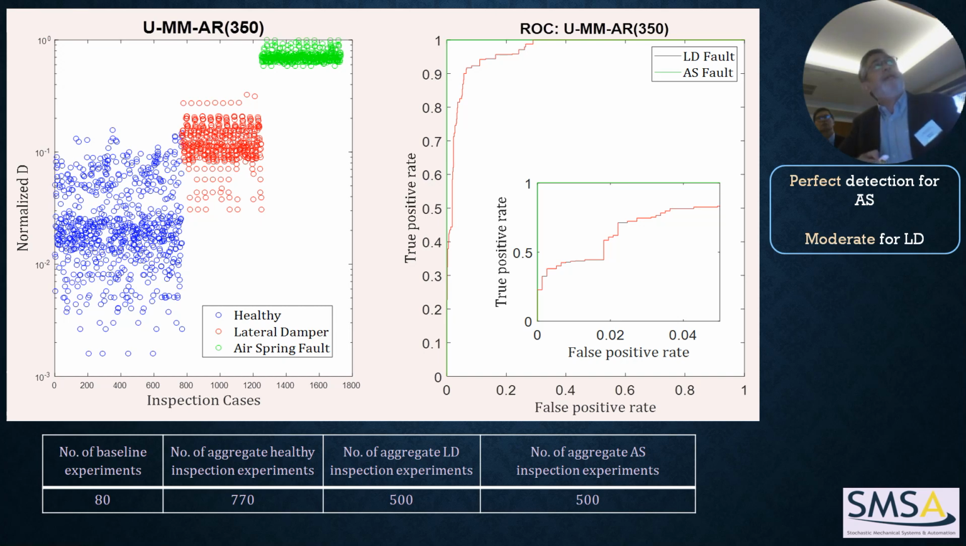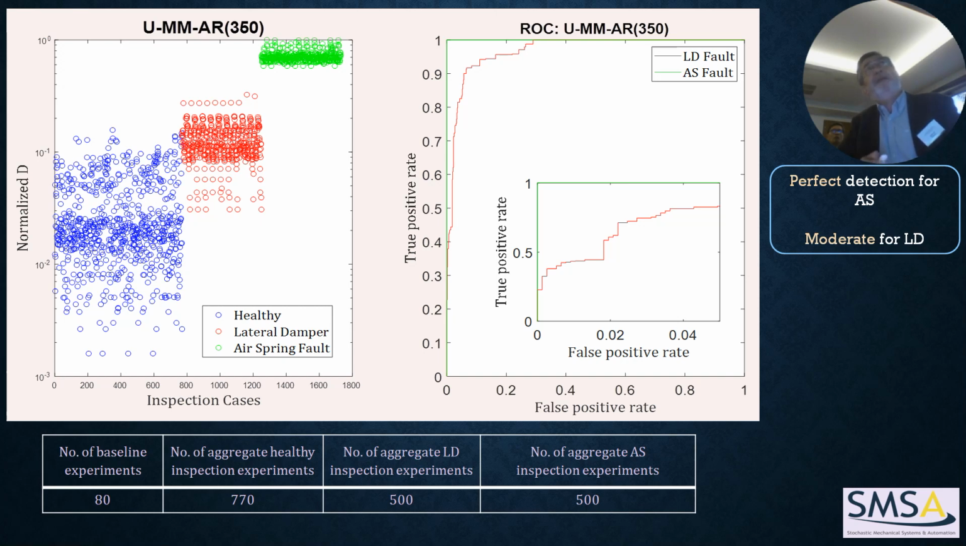So each point here, again, corresponds to an experiment. We've done almost 1,800 experiments, many, many experiments. And the vehicle is moving, right? Traveling all the time. We did this after hours, of course, early morning hours. So we did not want to intervene and interfere with the passengers or anything else, okay? Anyway, the performance here for the air spring is perfect. We could very easily detect the air spring problem.